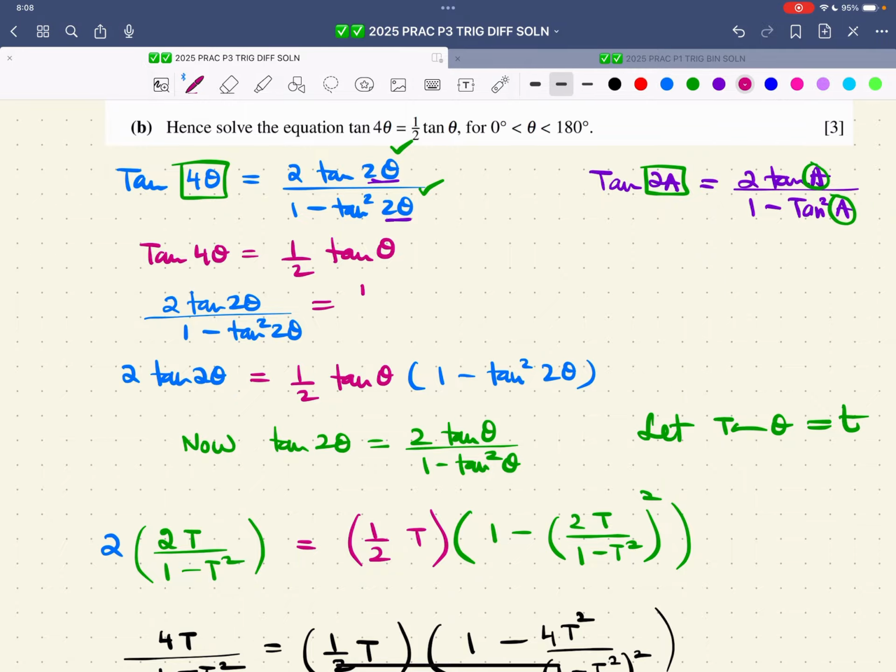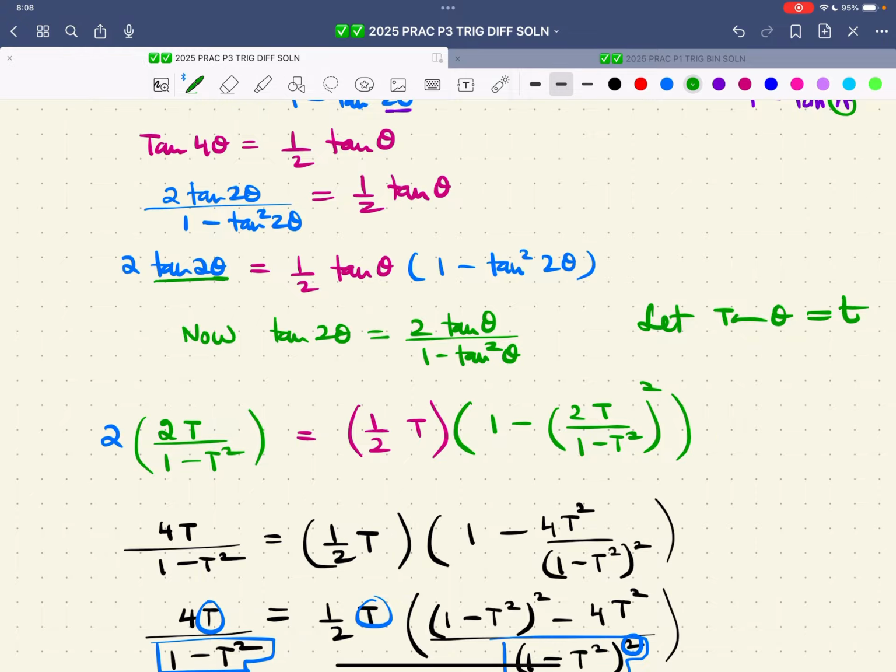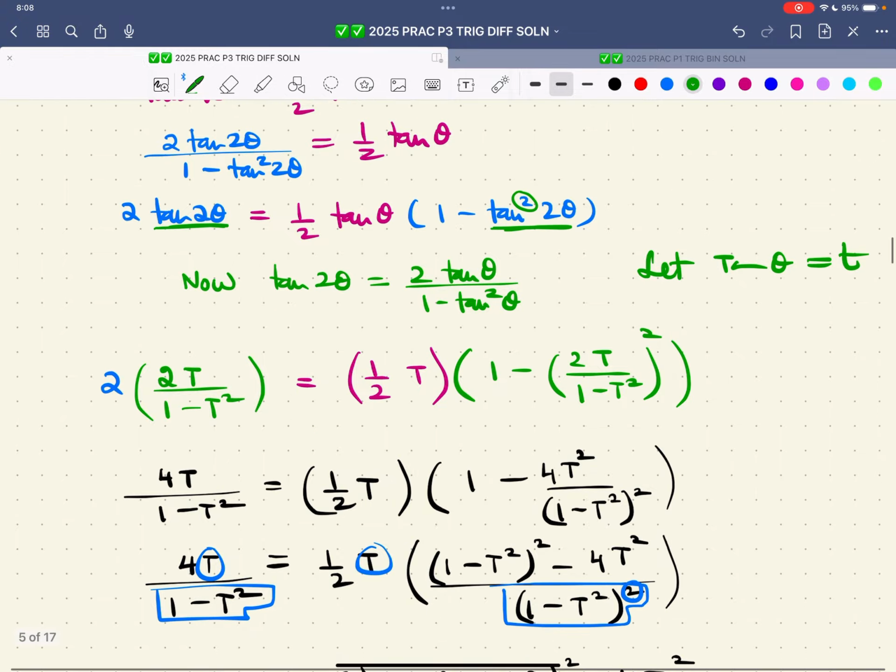This thing multiplies with this red one, and then you expand. But now wait a minute, you also have to simplify this thing. That is tan 2θ, and that is tan 2θ whole squared. So let tan θ equal t. Tan 2θ equals 2 tan θ over 1 minus tan squared θ, that is 2t over 1 minus t squared.